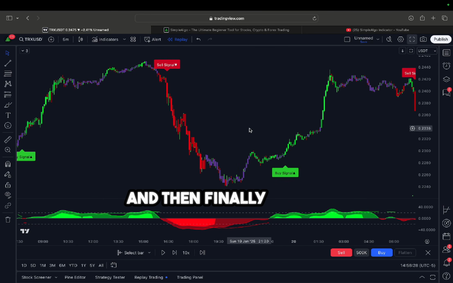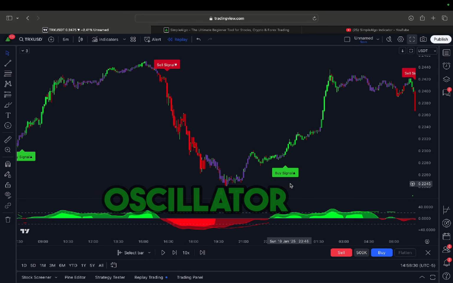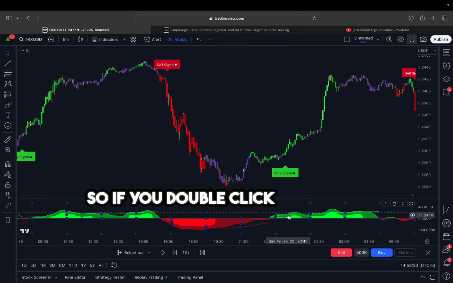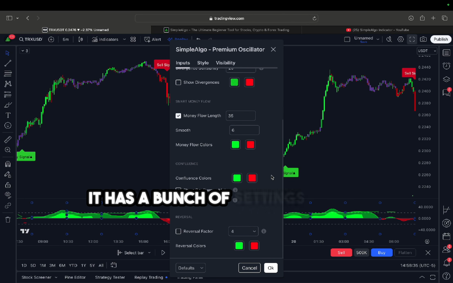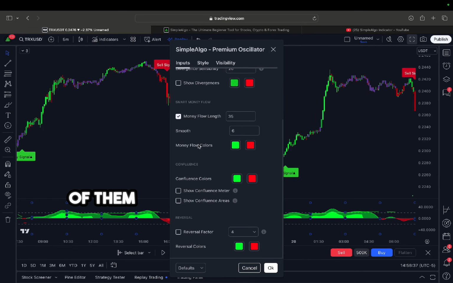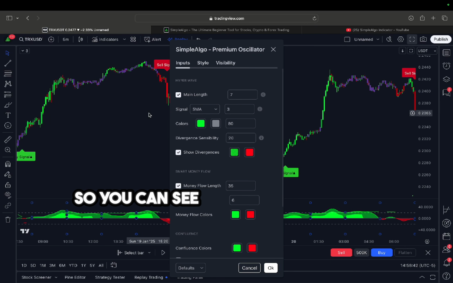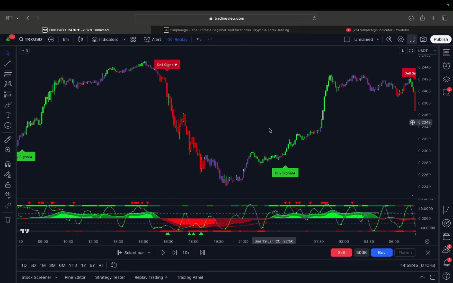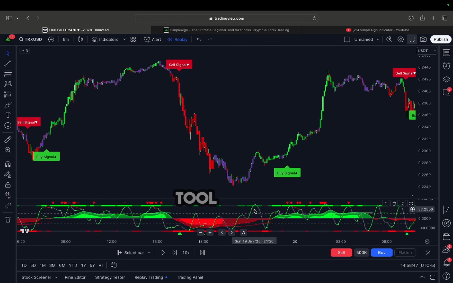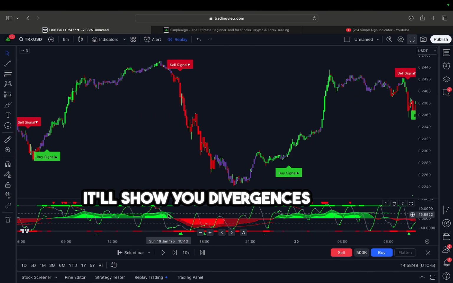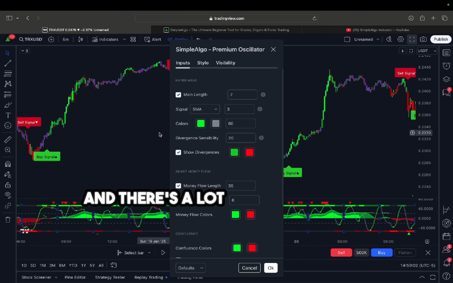And then finally, I'm going to explain how the premium oscillator works. So if you double click the premium oscillator, it has a bunch of settings, and I actually disabled all of them except for the money flow length, but I'm going to enable them back again real quick just so you can see what it looks like with everything enabled. And basically, it's an advanced tool. It'll show you divergences, reversal points, and there's a lot that goes into this stuff.